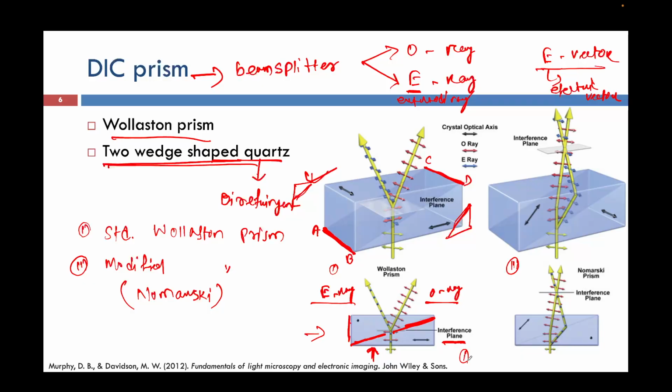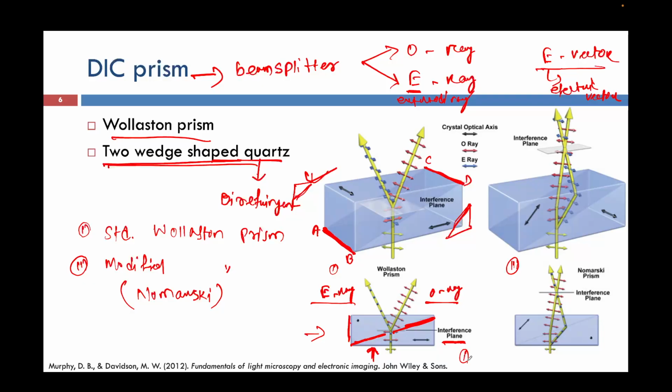Why do we want this to lie outside? So that if this interference plane lies outside, then accordingly we can put our objective lens as well as our condenser lens. We can fix our condenser lens position, as well as fix our objective lens position.